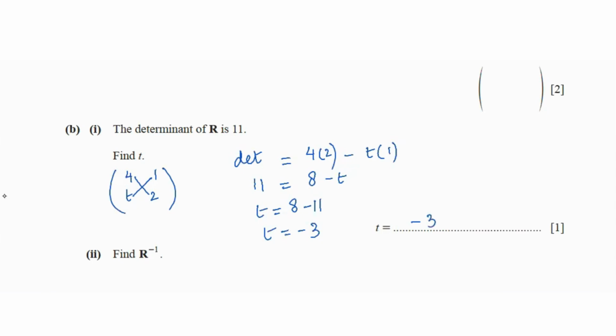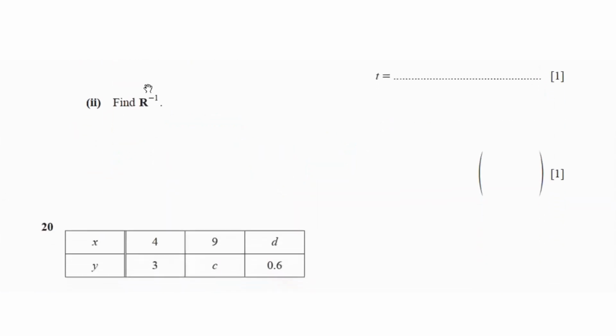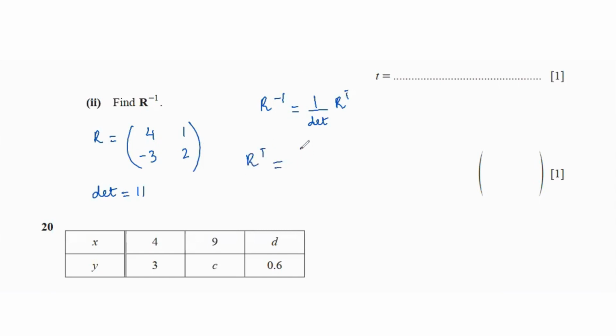Then for the second part, it's asking us to find the inverse of R. So firstly, R is now going to be 4, -3, 1, 2. We already have the determinant, which is 11. The formula for finding an inverse is 1 over the determinant times the adjugate of the matrix. So this is found by swapping the first two, like this diagonal.